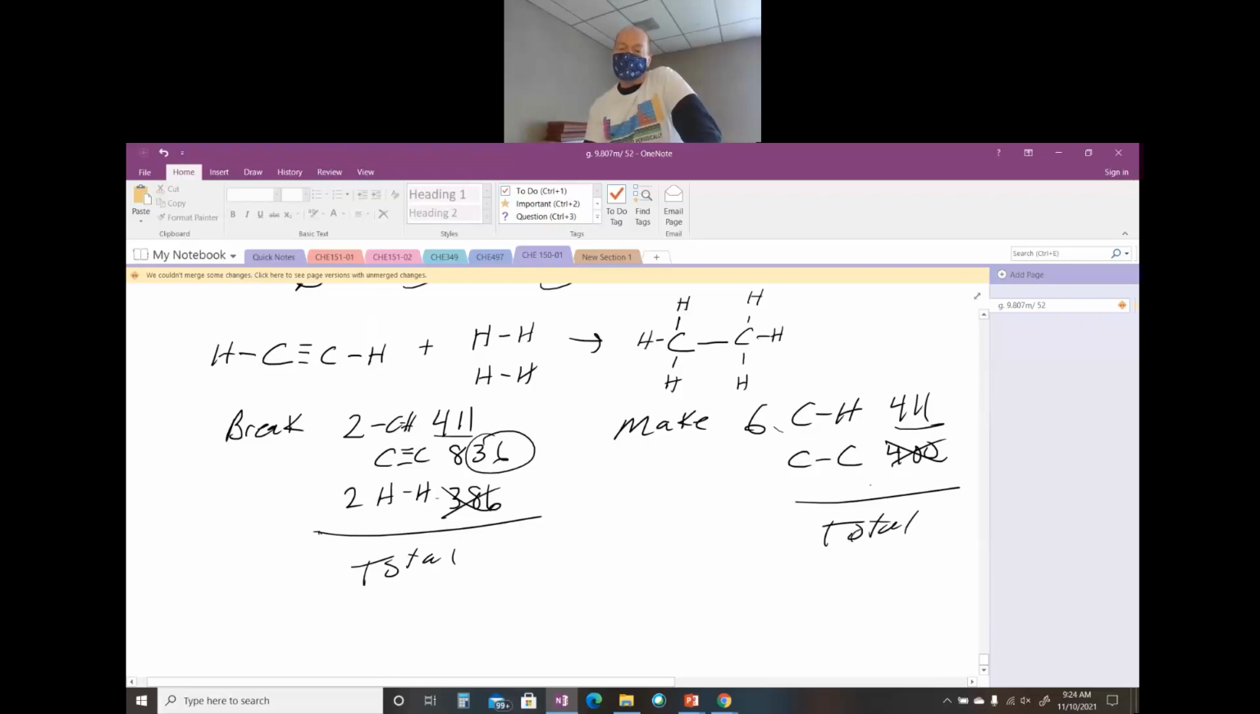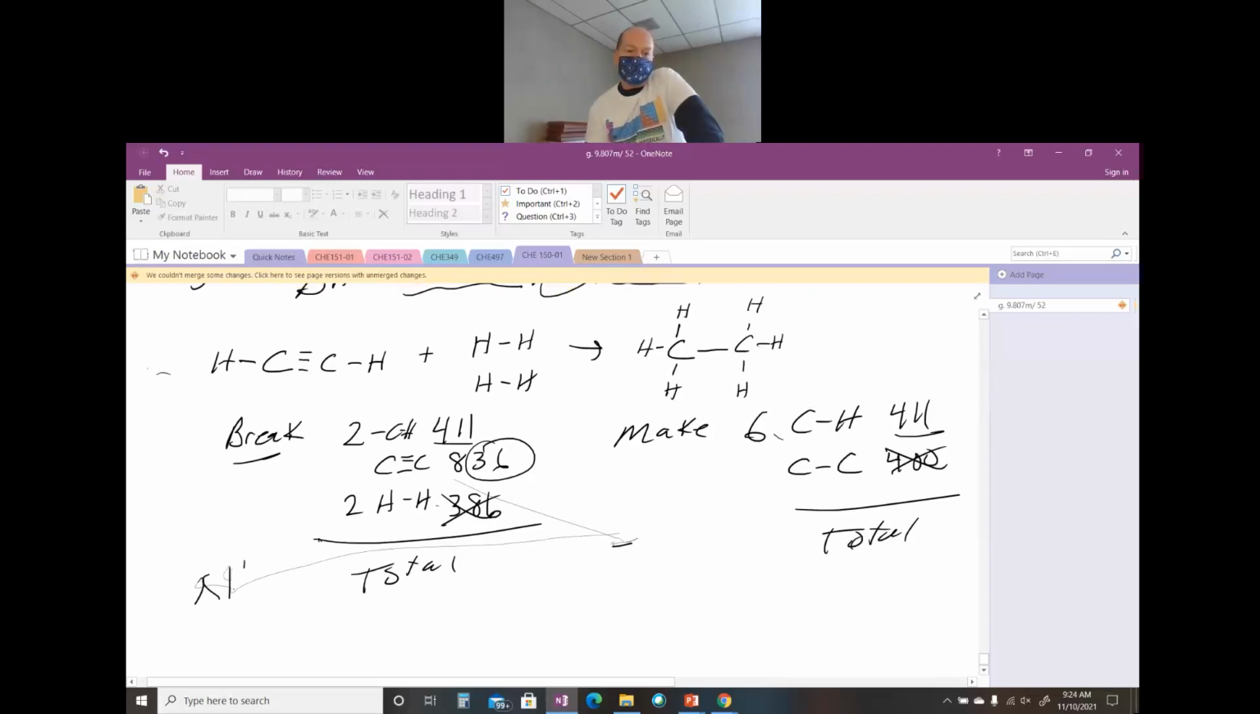You get a periodic table. You get a table with all these numbers on it. You get a calculator. And then you take your breaking number, subtract your making number, and that is your delta H. All right, so you'll have to look these up. I know the 411 is right. I know that the triple bond is 800 and something. I'm guessing 836. Hydrogen, not real sure about that 386. And I know that carbon is not 400. I was just making up a number, but probably not a good idea.